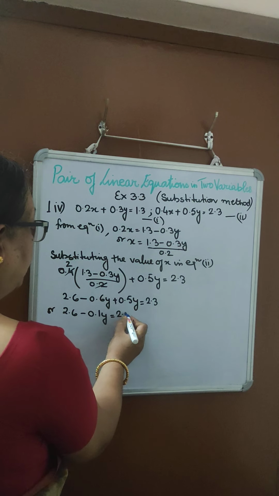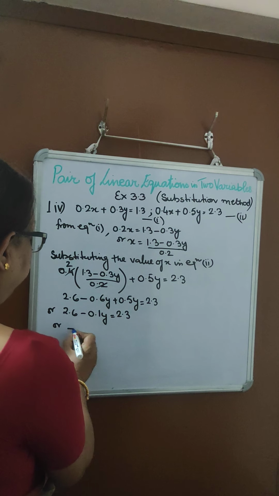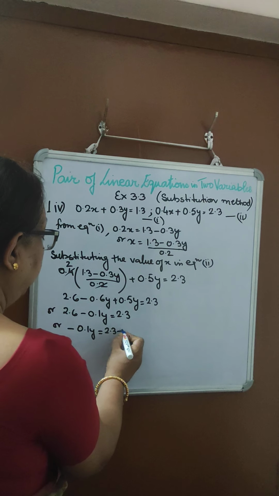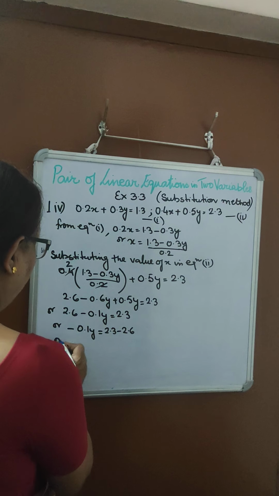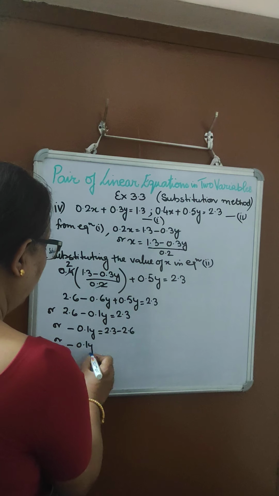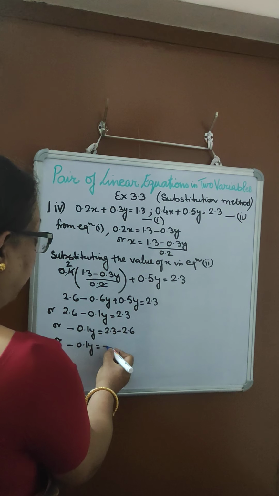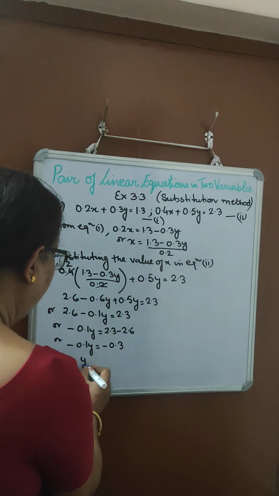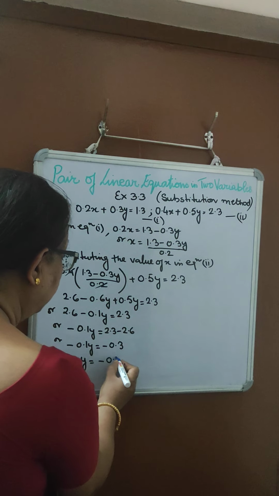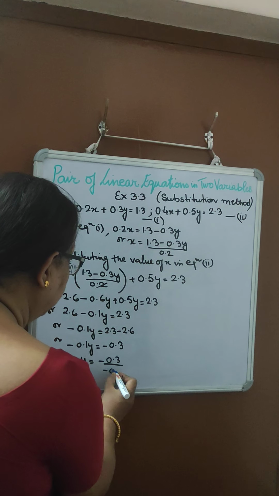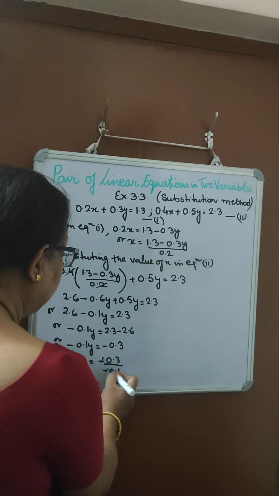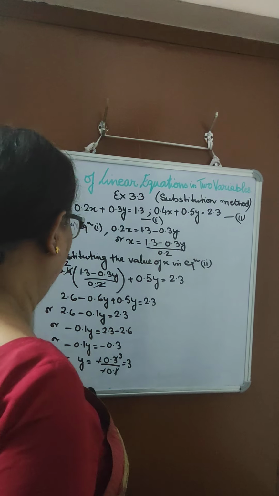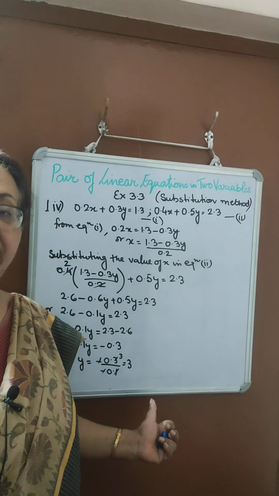0.1y equal to 2.3, or minus 0.1y equal to 2.3 minus 2.6, or minus 0.1y equal to minus 0.3, or y will be equal to minus 0.3 by minus 0.1. Minus gets cancelled. 3. So you have the value of y as 3.